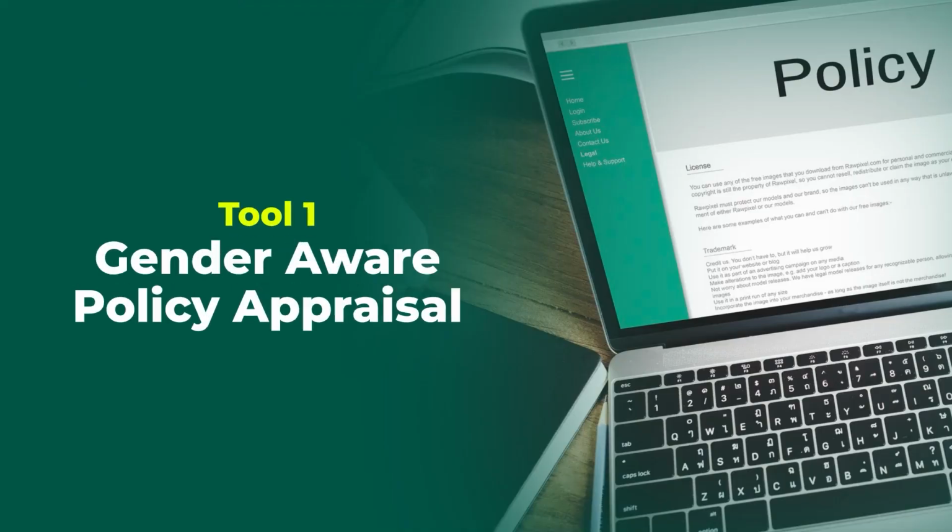Basically, the government collects taxes and revenues and accumulates resources, and it needs to know how to spend these resources for the benefit of society. So, these expenditure tools will help us to know how to incorporate gender concerns in the budgeting process. Tool 1. The first tool is gender aware policy appraisal.